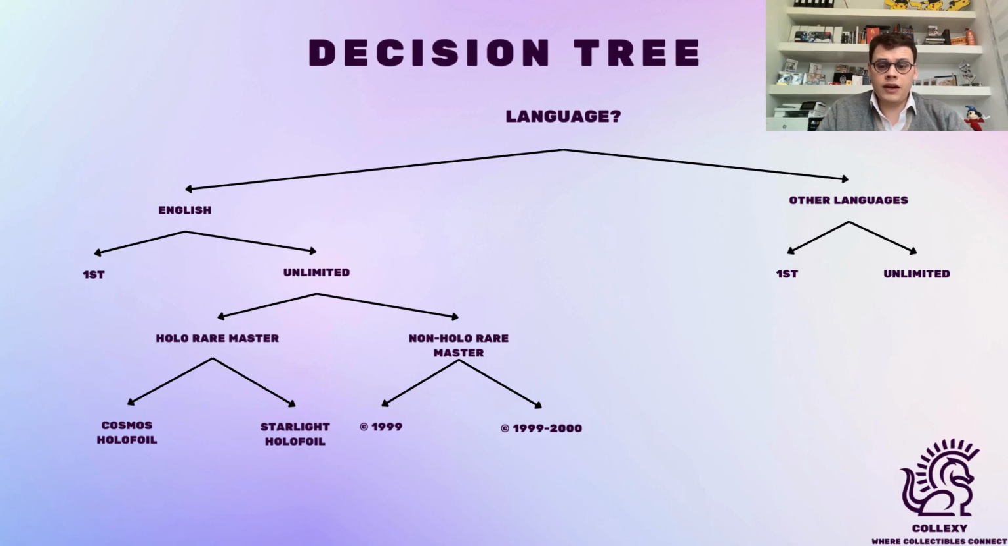If the English variant is unlimited edition, then we have to question whether it's a holo rare master or a non-holo rare master. If it is a holo rare master, a distinction is to be made between, on the one hand, the Cosmos holofoil, which we will discuss later, or the Starlight holofoil. If it is a non-holo rare master, we have to make a distinction between, on the one hand, the Wizards of the Coast copyright year 1999 or the Wizards of the Coast copyright years 1999 to 2000.